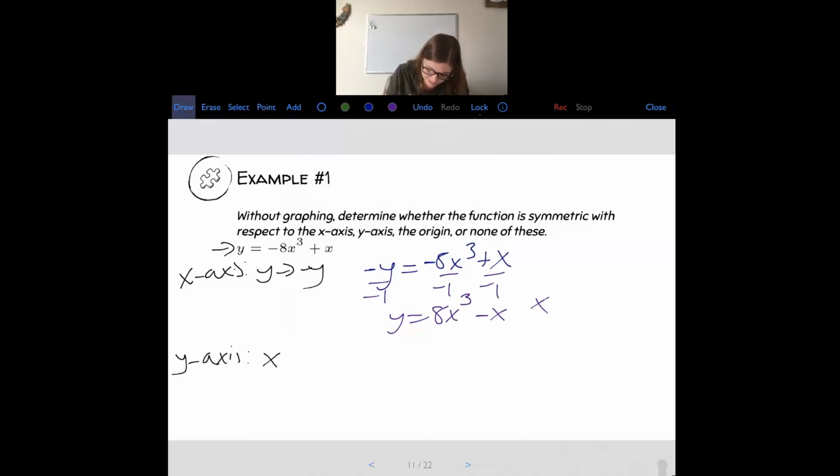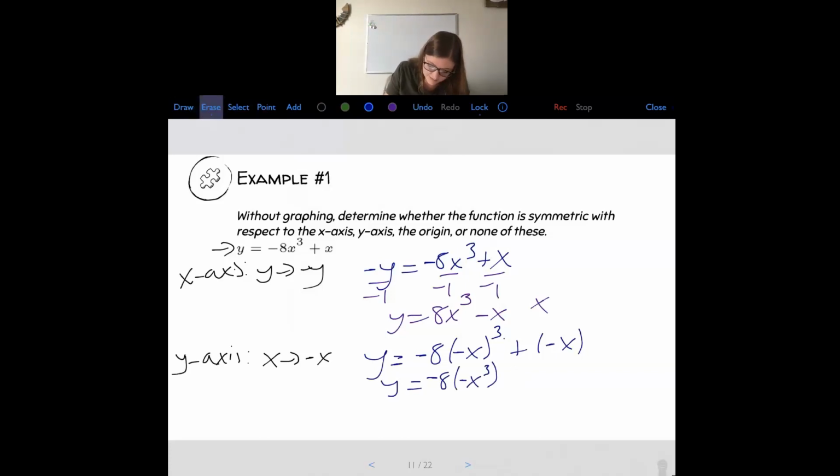So this is where we replace x with negative x. Okay, so y now is going to just stay as y, and we replace x with negative x. And I highly recommend keeping everything in parentheses. And then we simplify, so we get y is equal to negative 8 times negative x cubed, which is negative x cubed. And then we just have minus x. Okay, this gives us y is equal to 8x cubed minus x. Okay, still not the same.